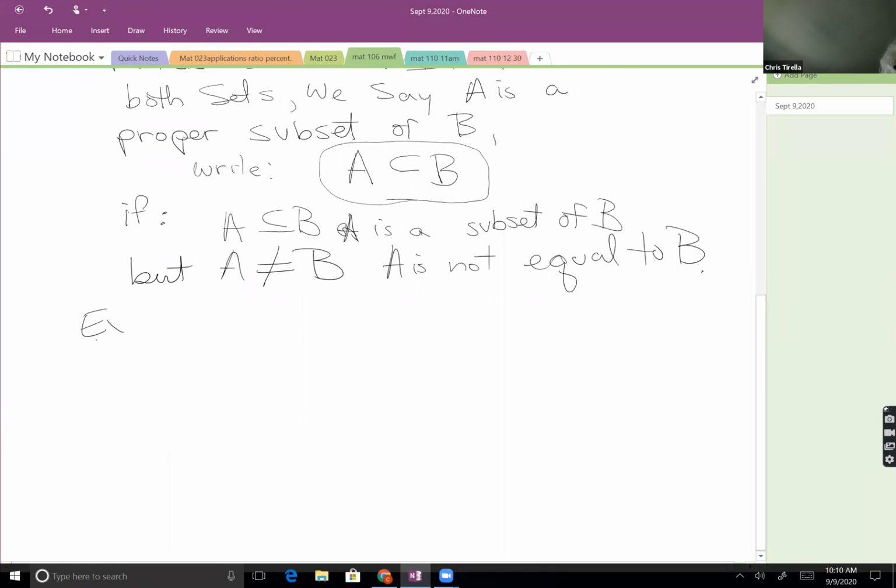So let's look at an example. Let A be the set L, E, T. Let B be the set L, E, T, R. And let C be the set R, E, L, T.